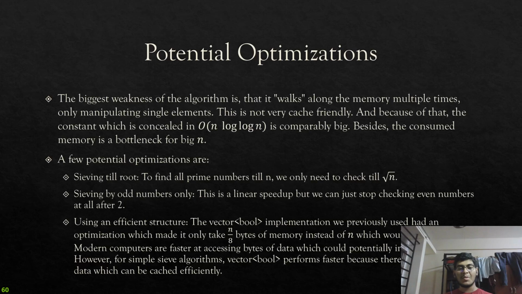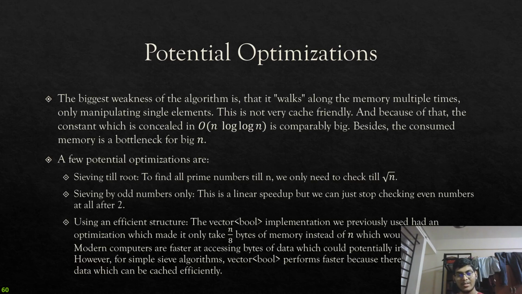A few potential optimizations are sieving till the root and not till the main number, because if you want to find all prime numbers till n, we only need to check till root n. And sieving by odd numbers only, which is a linear speedup, since we can just stop checking for even numbers after 2. The last one is using an efficient structure. The Boolean vector implementation we used in the code had an optimization which made it take only n by 8 bytes of memory instead of n, which could be useful.